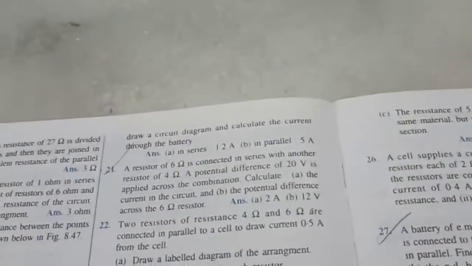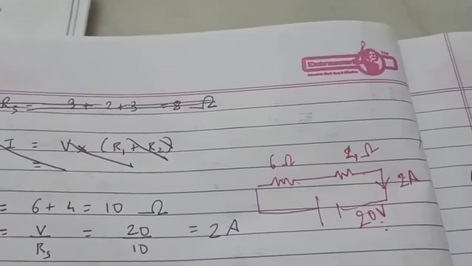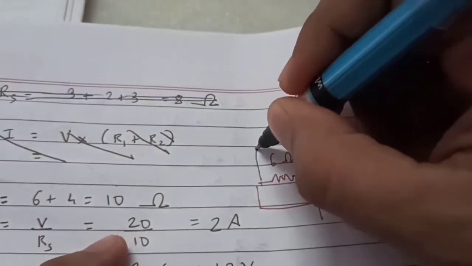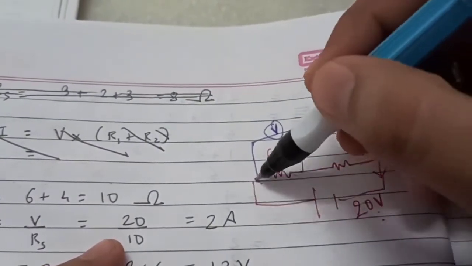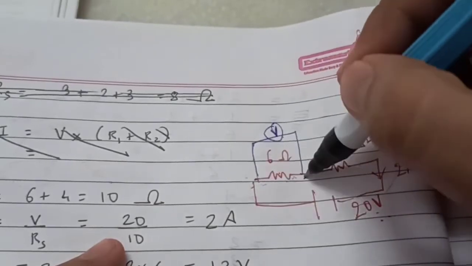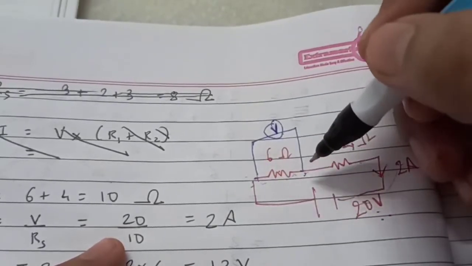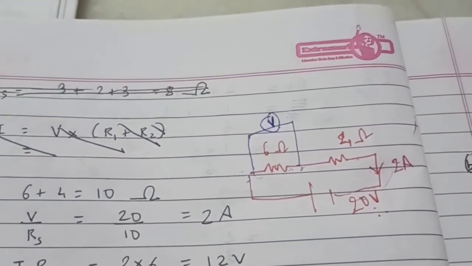Now part B, what is the potential difference across the 6 ohm resistor? That means if we were to connect a voltmeter across it like this, parallel to it, to just measure the potential difference between these 2 points, not the total circuit. The total circuit is 20 volts, but between these 2 points, definitely it will be less than 20 volts. So how do we calculate potential difference, by the way? The formula was current into resistance.